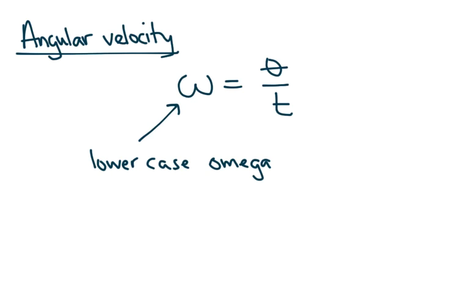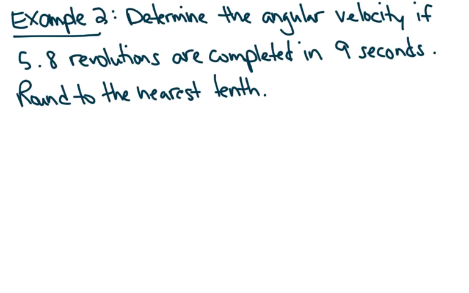The formula we're going to use is this. Omega is equal to theta over t. That's the lowercase omega. It looks like a W, but it's a little curvy. So theta is going to be in radians, and then the denominator is going to be time. So let's try this formula out. Number 2, determine the angular velocity if 5.8 revolutions are completed in 9 seconds, round to the nearest tenth.